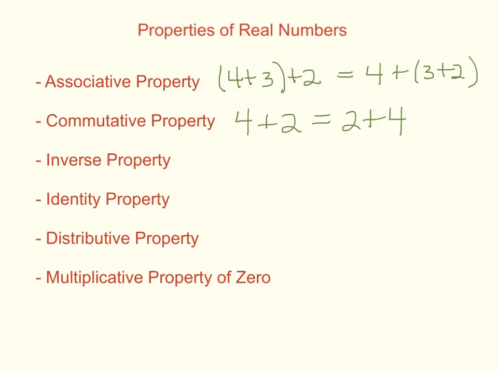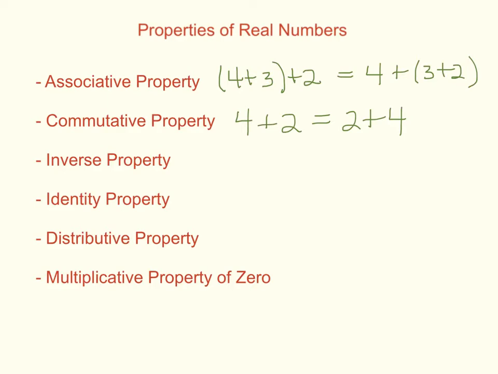Now I want to look at the similarities and differences between associative and commutative. Notice the order of the numbers is not changing. There's no commuting going on in the associative property. We've got 4, 3, 2, 4, 3, 2. The associative property does not say that you can move the order of the numbers. The commutative property says you can change the order of the numbers. And that's how you know the difference between the two.